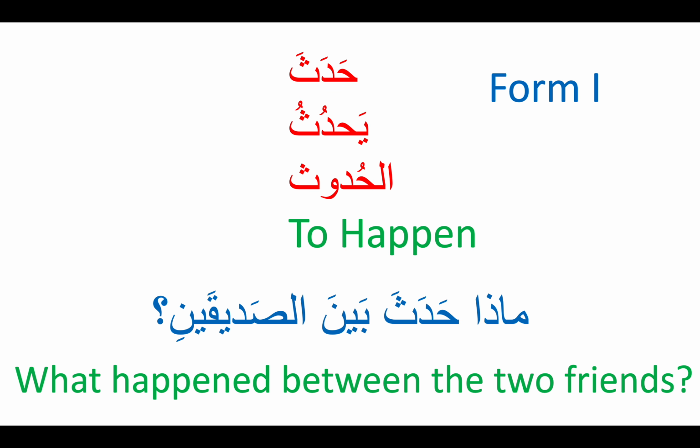So, we are going to see what happens if we put the root pattern in form 1. This gives us the verb to happen. So this is حدث يحدث الحدوث. Okay? This means to happen.